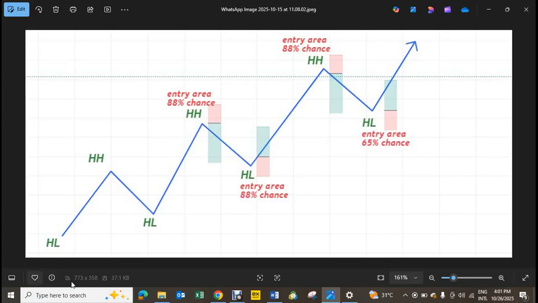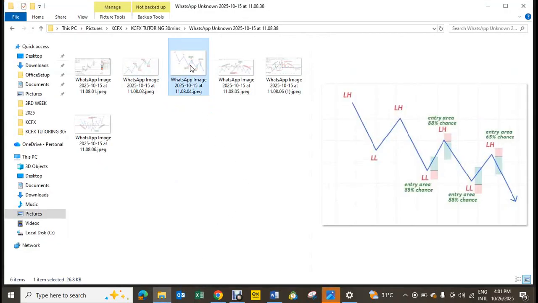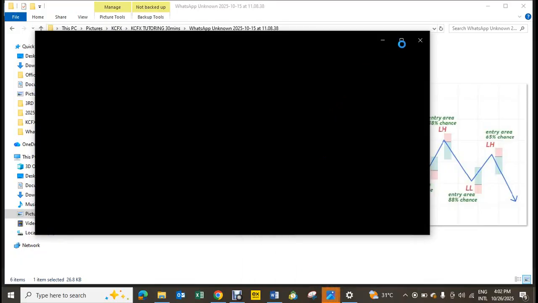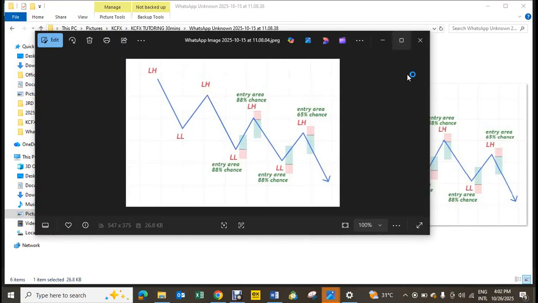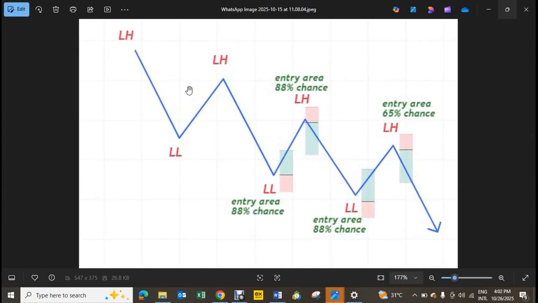And when you have a downtrend market like this, we see the downside, okay, bearish market, when you have a lower high, lower lows, lower high, lower lows, okay. This is showing that the market is on a downward trend, and also it's a bearish market.